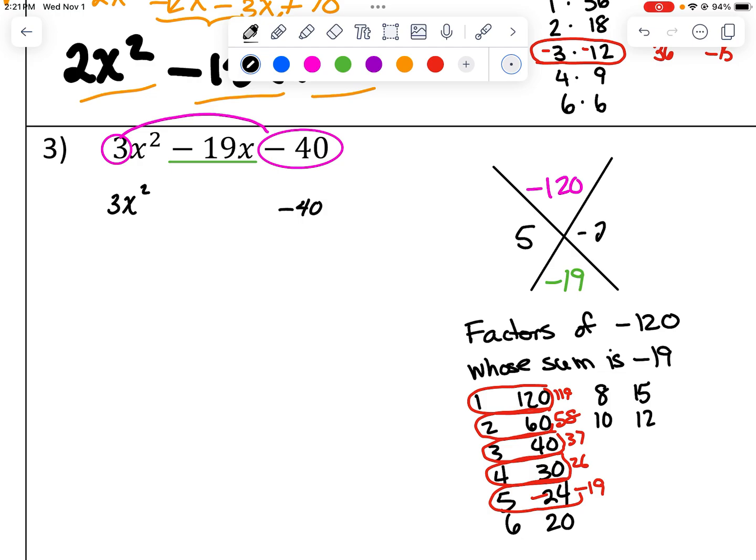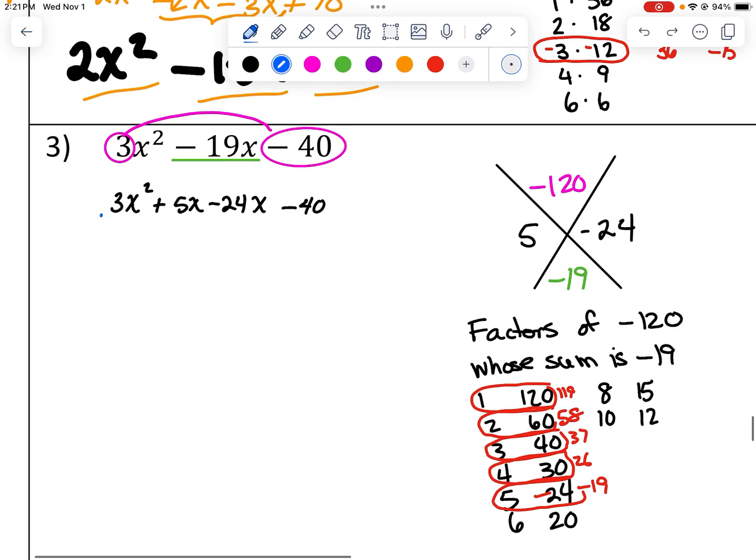5 and negative 24. So we're going to go plus 5x minus 24x. And then, now that we have 4 terms, we're going to mark them off in pairs. So here's a pair of terms. Here is a pair of terms. These first 2 terms only have x in common. So when we divide out x, we're left with 3x plus 5.